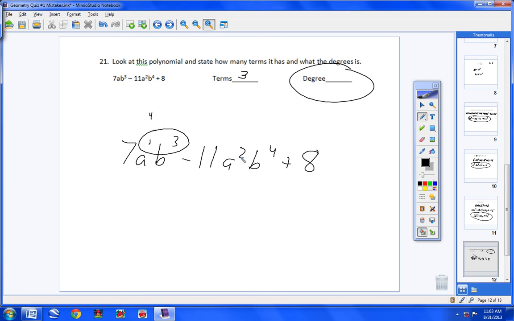Now look at this term. I have a 2 and a 4 for my exponents. Add those together. The degree of this term would be a 6. And of course over here, the degree of this term would be 0 because you don't have any a's or b's. So it's so simple now. Do you see where the 4 came from? 1 plus 3. Do you see where the 6 came from? 2 plus 4. Do you see where the 0 came from? There's no a's or b's. Which number is bigger, 4, 6, or 0? Well, that's a pretty easy question. The answer is 6, so the degree is 6. You go with the highest number, okay?